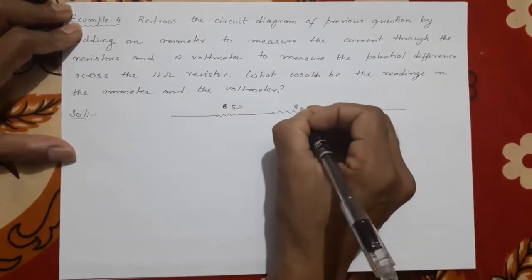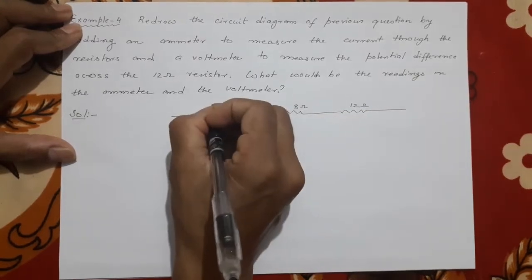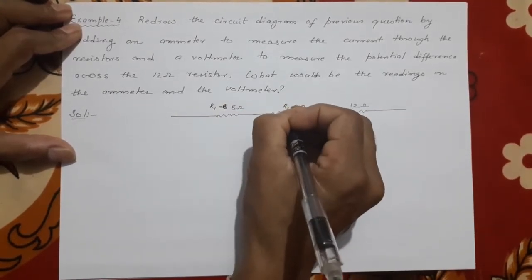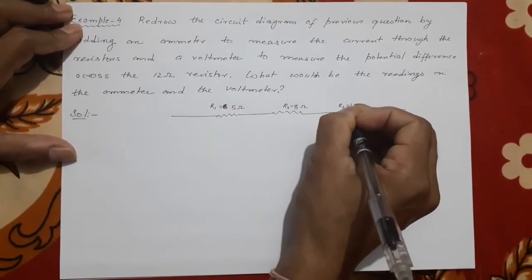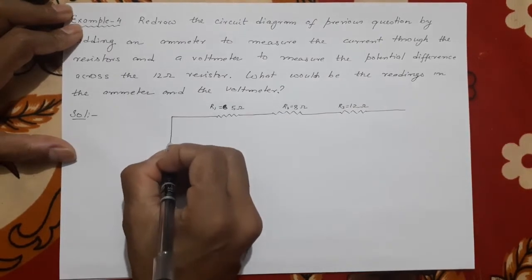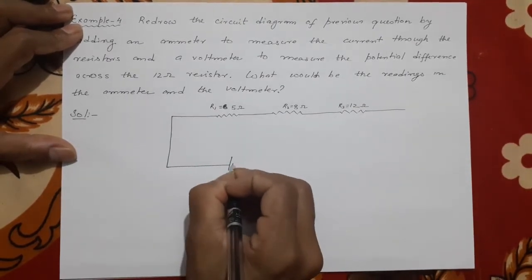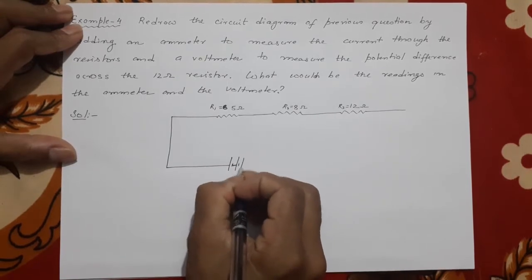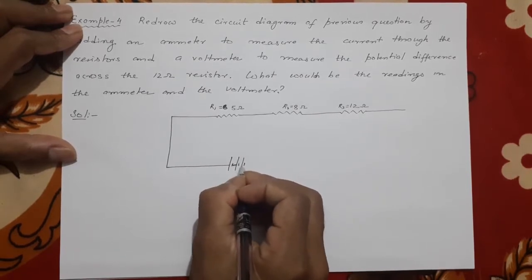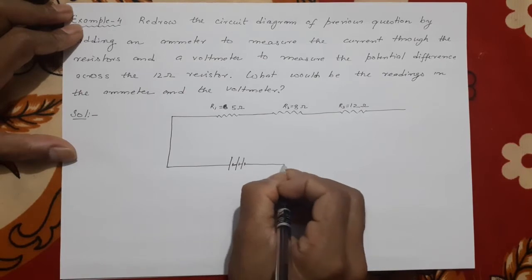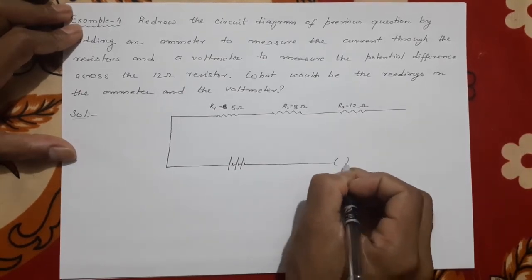You can name them 1, 2, 3 also. R1 equal to this much, R2 equal to this much, R3 equal to this much. And then we had like this. And there was the battery. How many batteries, remember? 3 batteries were there. And there was one key.